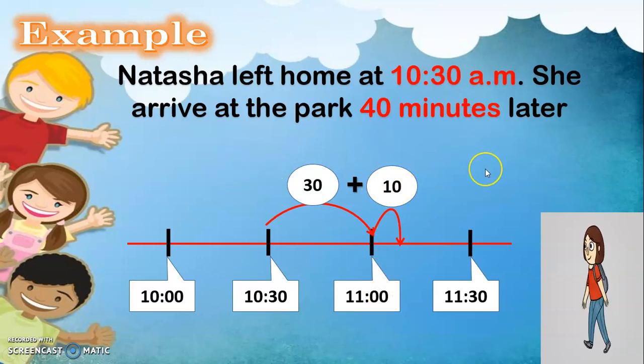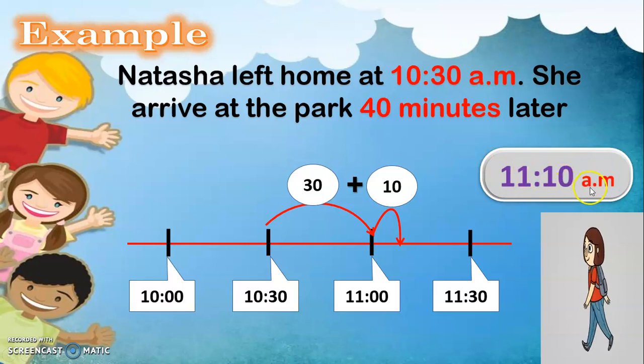So what do you think? What is the time that Natasha arrived at the park? So if we read 10 past 11, that means the time is 11:10 a.m. In other words, if Natasha left home at 10:30 a.m. and then she walked 40 minutes to the park, then she reached the park at 11:10 a.m. Okay, now, if the question is like this, it means they are looking for the time.